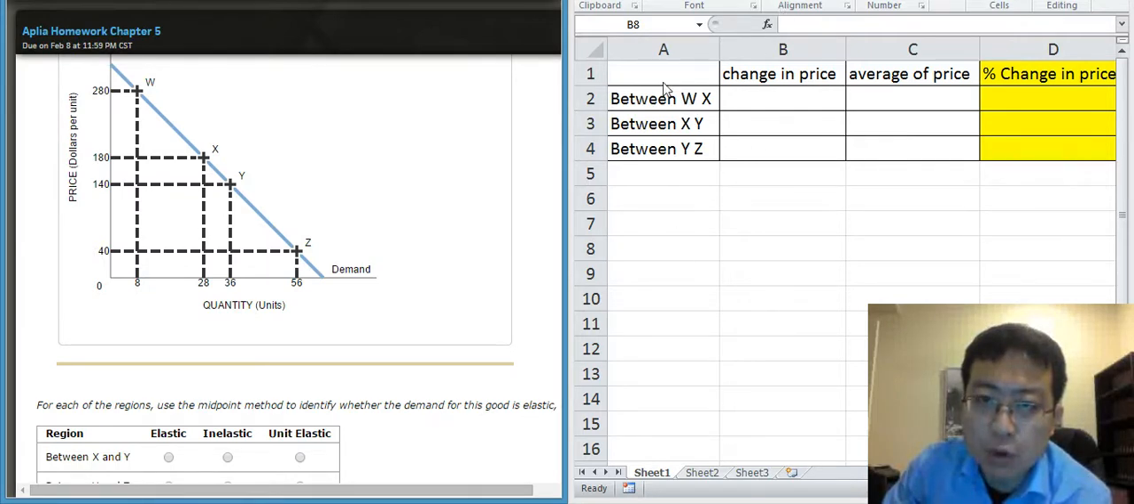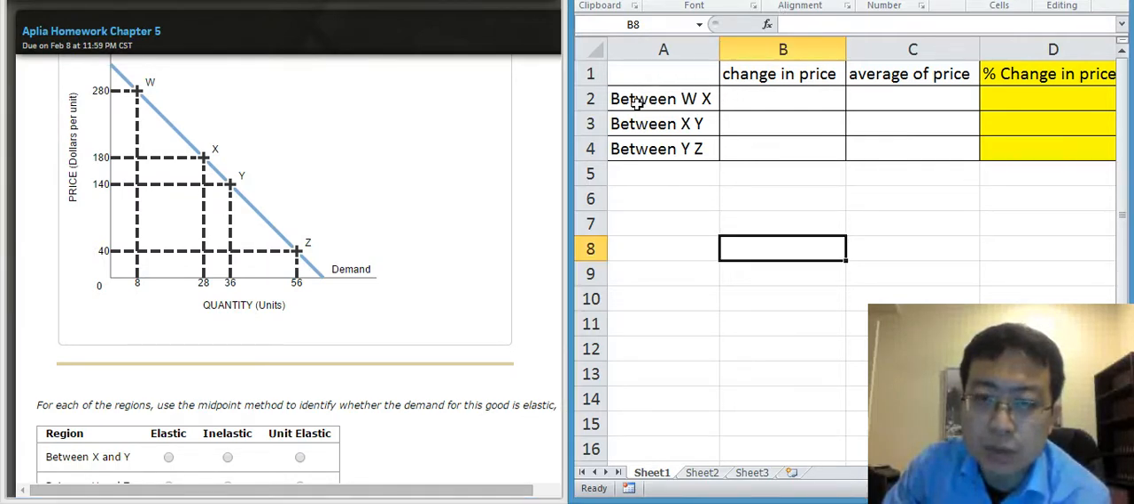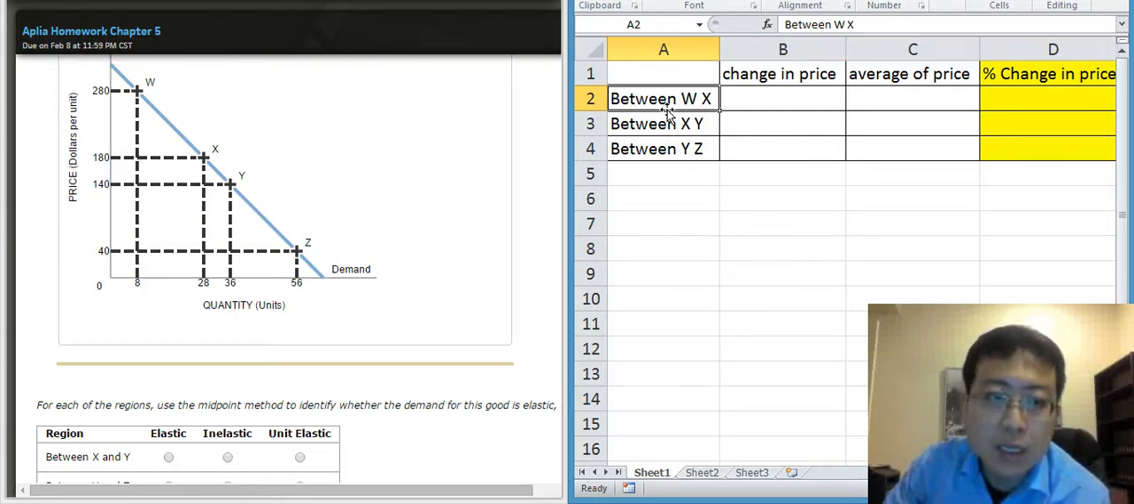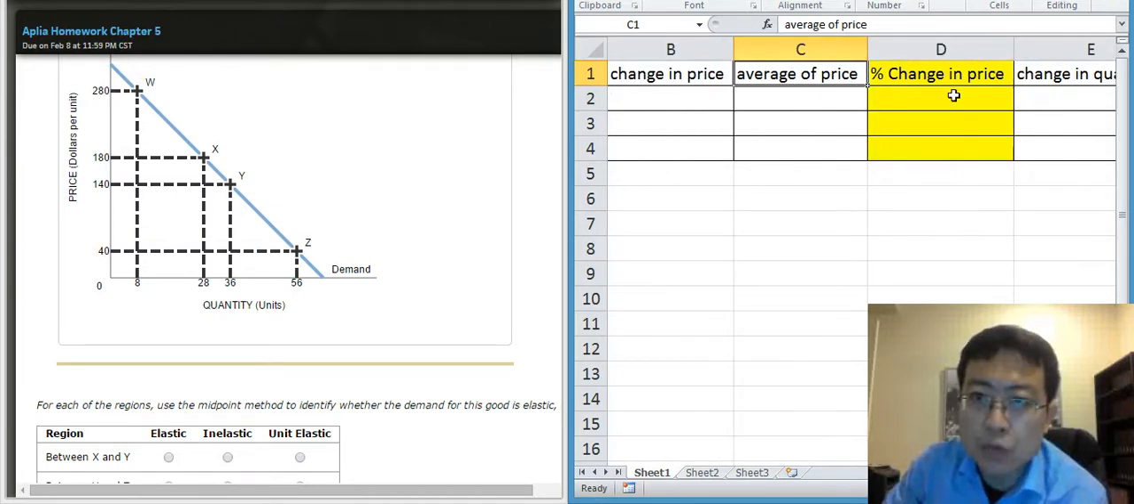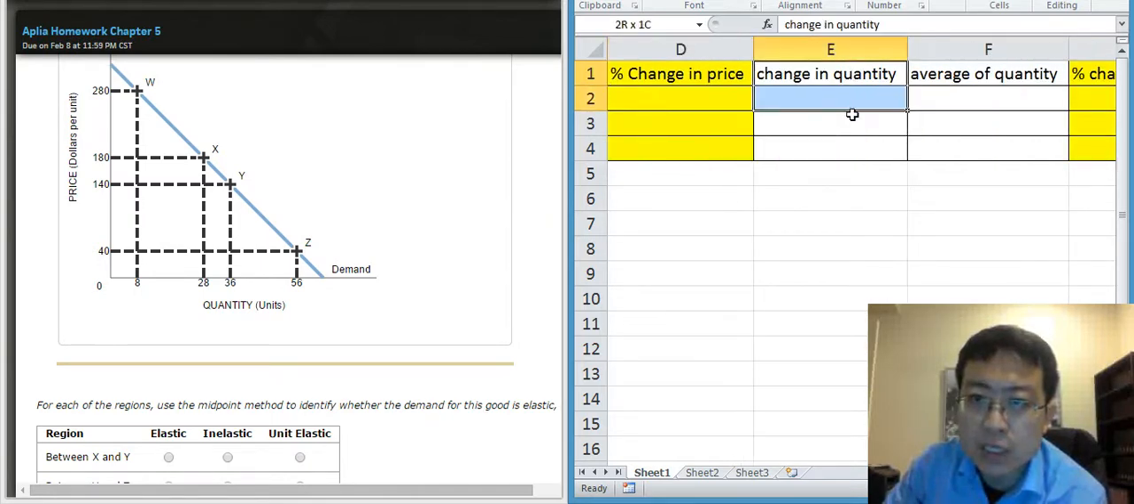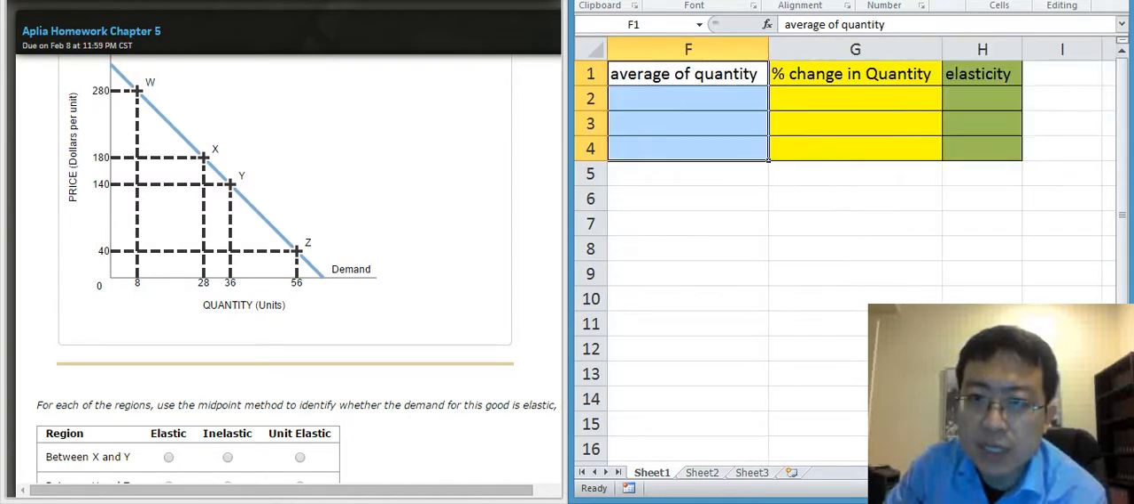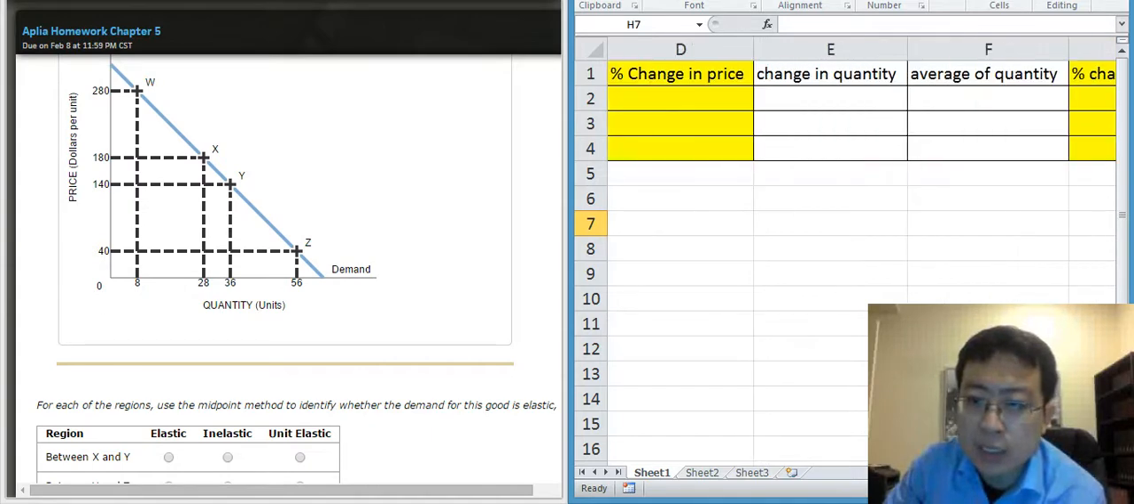Now this is the table set up before I start the video. We have the rows between w and x, between x and y, and then between y and z. For the first column, we're going to have the change in price. The second column will be the average of prices. The third column will be the percentage change in price. The fourth column is our change in quantity, and then next is our average of quantity, and after that will be our percentage change in quantity, and the last one is our elasticity.